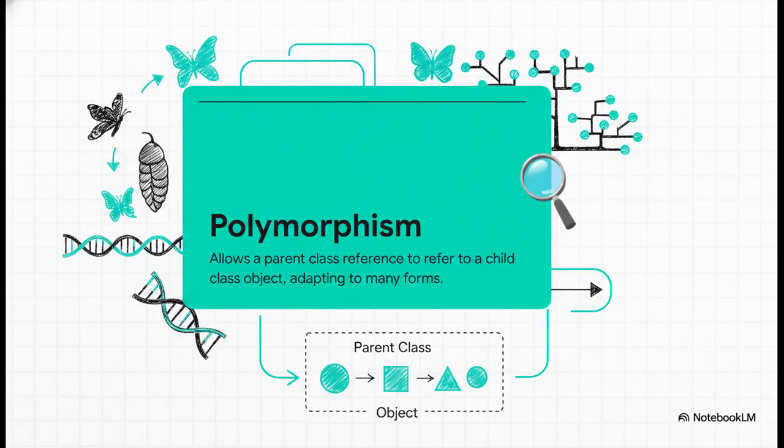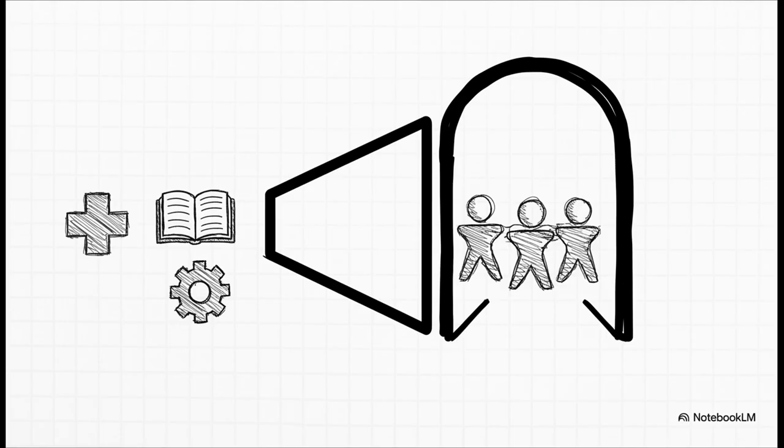In object-oriented programming, this happens when a parent class reference is used to refer to a child class object. It allows our architecture to be incredibly dynamically flexible. So the crucial point here is that polymorphism lets us write flexible methods that effortlessly accept any related child object.